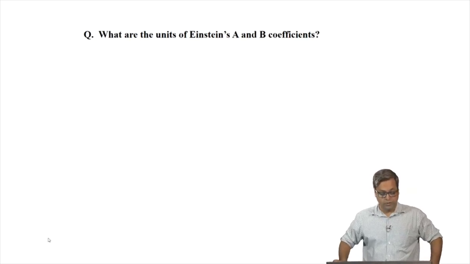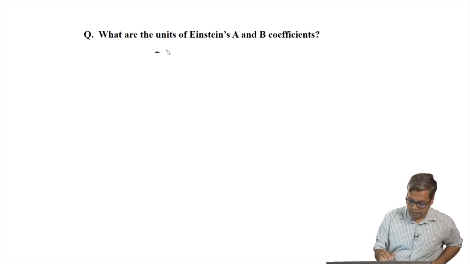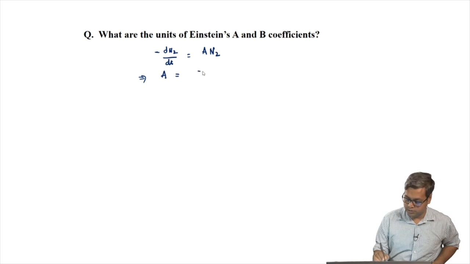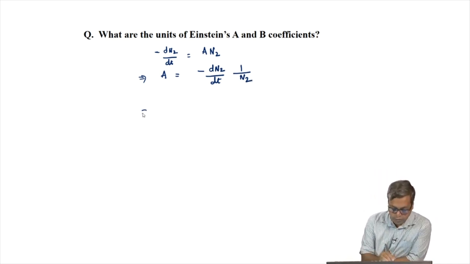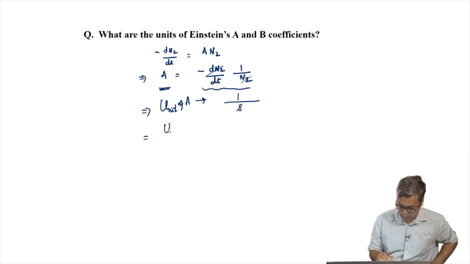So, the first question we have is, what are the units of Einstein's A and B coefficients? We will start with Einstein's A coefficient. We can write minus dn_2/dt equals A n_2 for spontaneous emission. So, from this we can write A equals minus dn_2/dt times 1 by n_2. Here n_2 and dn_2 are numbers or changes in numbers, so the unit on the left hand side should be equal to the unit on the right hand side. In other words, number and number will cancel. So, the unit we have is 1 by unit of time, that is 1 by second. So, the unit of A is second inverse.